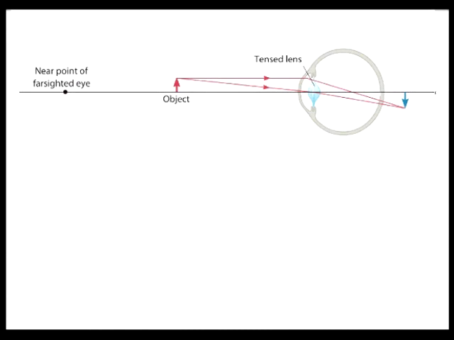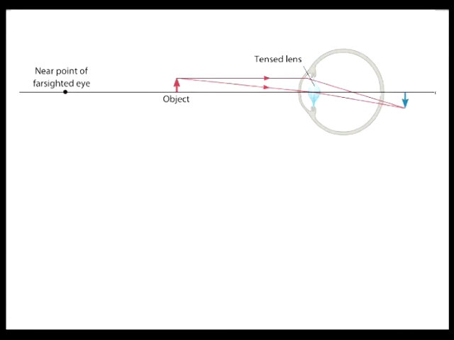However, even at its shortest, the focal length is longer than it should be. Therefore, the light rays from the book would form a sharp image behind the retina if they could do so, as shown here. In reality, no light passes through the retina, but a blurred image does form on it.